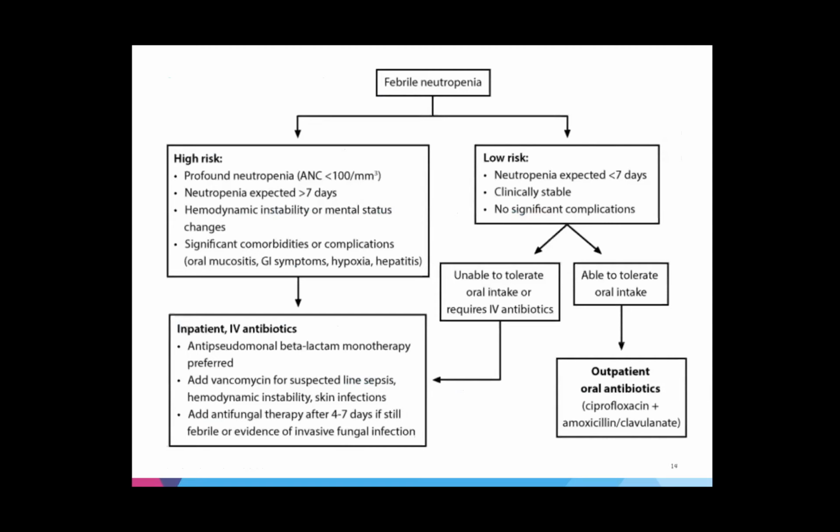It's the continuation of that diagram. So as we said, here we have our low risk and our high risk. Low risk patients, if they can take oral, have outpatient treatment with cipro and Augmentin. High risk patients or patients that cannot take oral will have IV. We already went over which antibiotics, why and when.